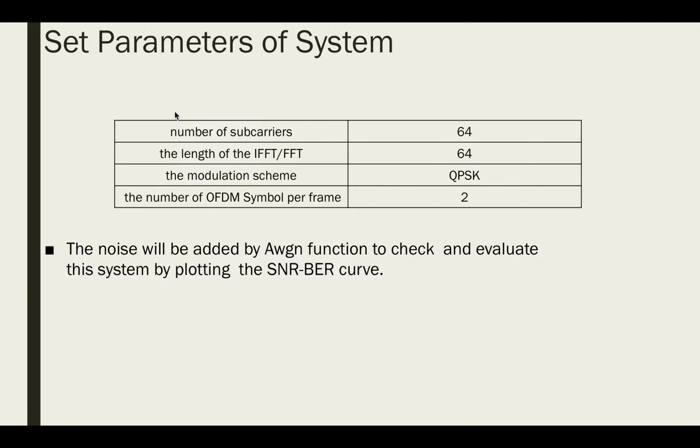The first part, I will set parameters of this system. The number of subcarriers I set is 64, and the length of the IFFT and FFT is also 64. I choose QPSK for the modulation scheme and set the number of OFDM symbols per frame to 2. In addition, the noise will be added by the WGN function in MATLAB to check and evaluate this system by plotting the SNR-BER curve.